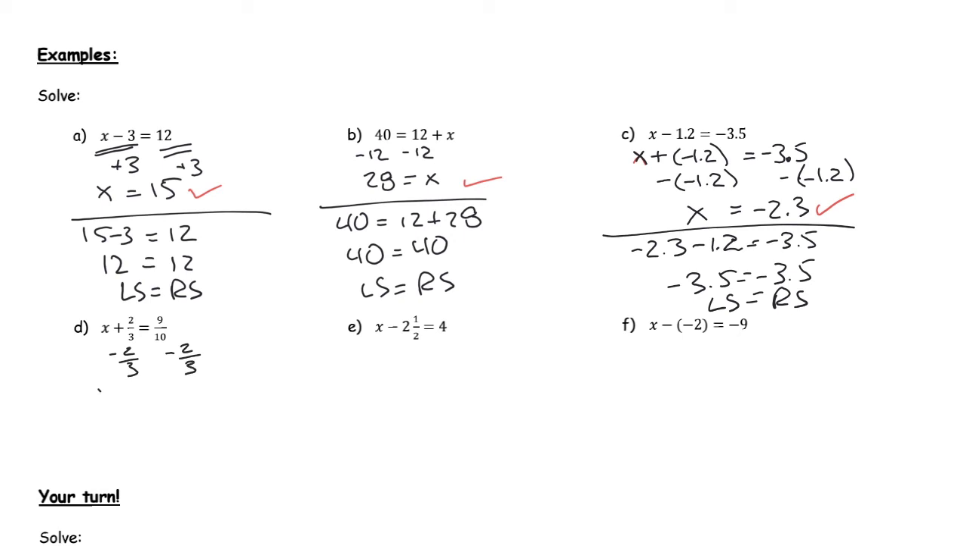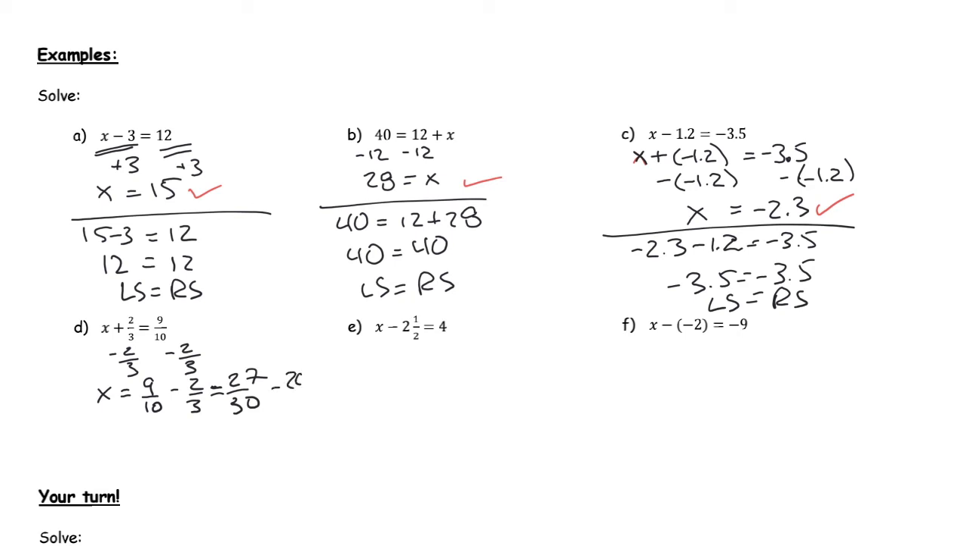Now, this is going to mean x will equal 9/10 minus 2/3. I need a common denominator there. So this is going to have to be 30. You're going to have to multiply those two denominators together. So I have to multiply numerator and denominator here by 3, so that'll be 27 over 30. And I have to multiply numerator and denominator here by 10.